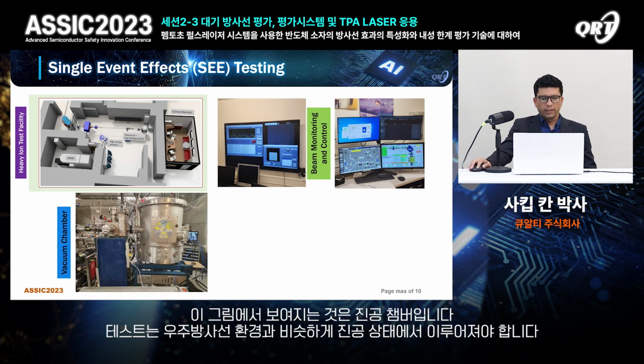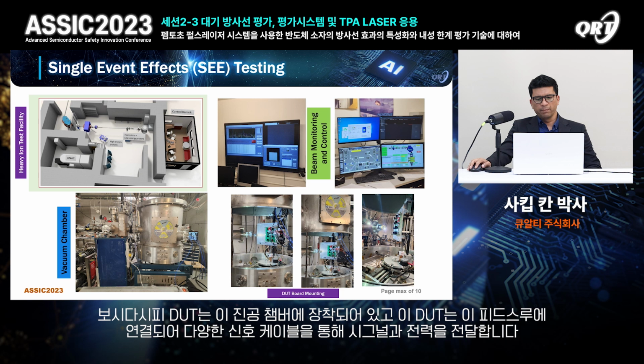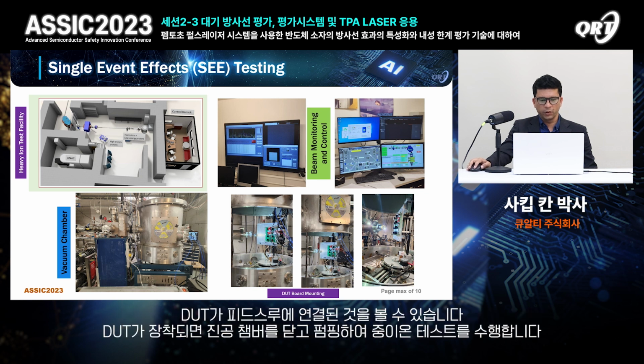This figure shows the vacuum chamber. The testing has to be performed in this vacuum to simulate the space radiation environment. The DUT is mounted in this vacuum chamber, as you can see, and this DUT is connected through these feed-throughs for different signal cables for the signals and the power interconnections. Once this DUT is mounted, the vacuum chamber can be closed and it can be pumped out to perform the heavy ion testing.